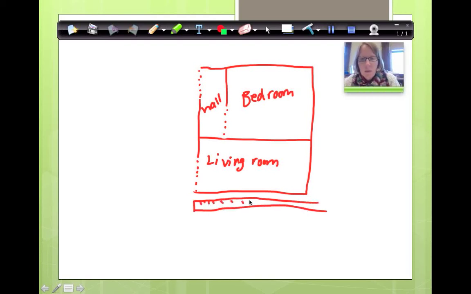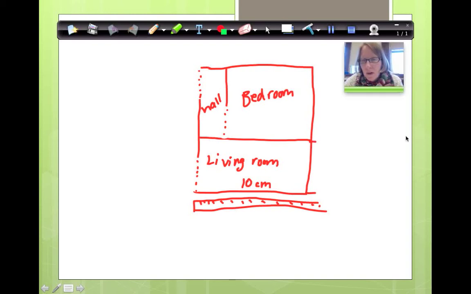Here's my ruler. These are my lines on my ruler. And I find out that from here to here, this is 10 centimeters long. I'm setting it right on my paper, right on the homework page. Then I set my ruler here, and I measure the distance from here to here.